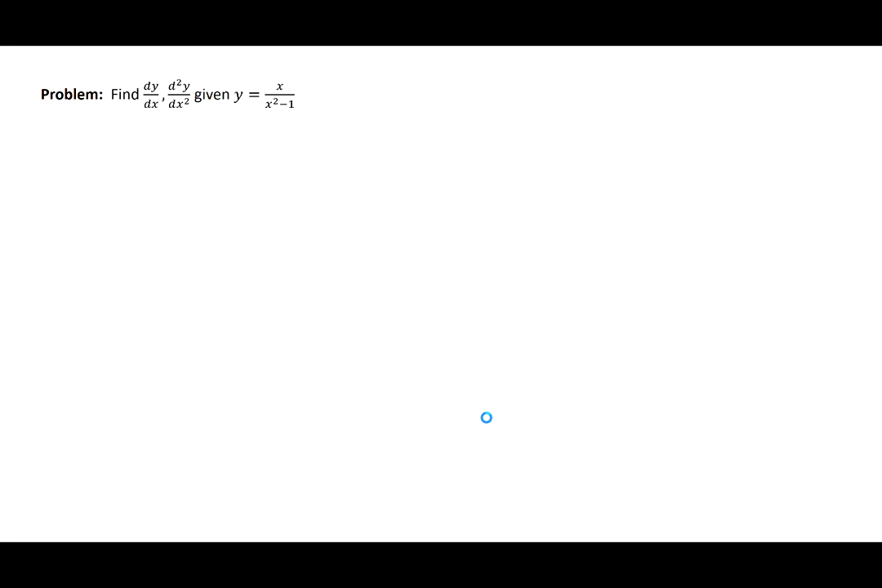Find dy/dx and d²y/dx². I talked about what a second derivative is earlier. So it looks like this time we are being asked to find a second derivative as well as the first one. Okay, let's get busy.